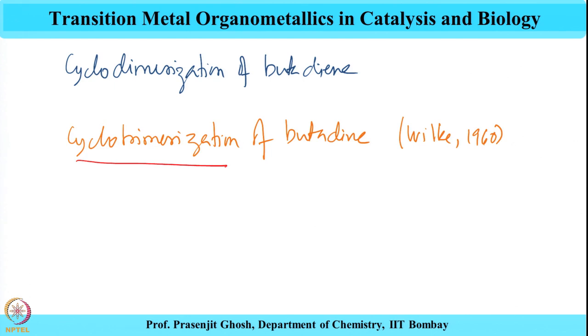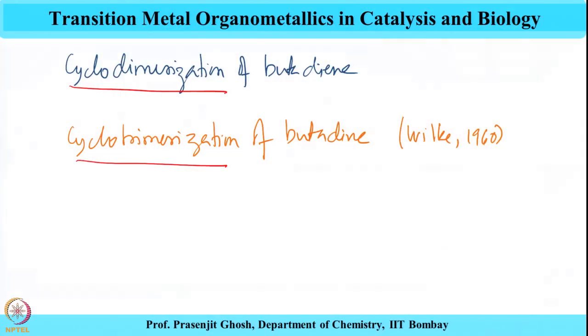Now, the difference between these two processes is that the earlier one was a cyclotrimerization process, where dodecatriene was obtained. And what we are going to be discussing today is a dimerization process, where we make cyclic octadiene. So, there is a difference in the product formed because of dimerization and trimerization. However, there is a lot of similarity in the process as well. For example, both involve the substrate butadiene. Today's one is a dimerization of butadiene, and earlier we had discussed trimerization of butadiene.